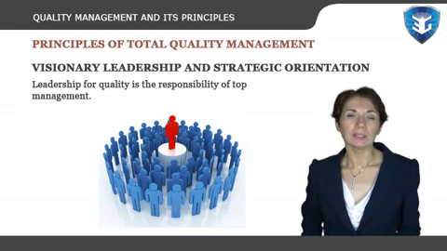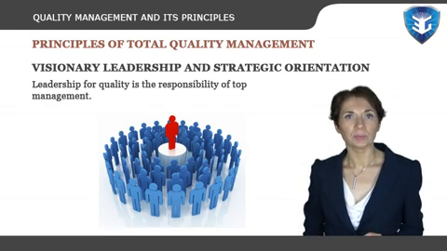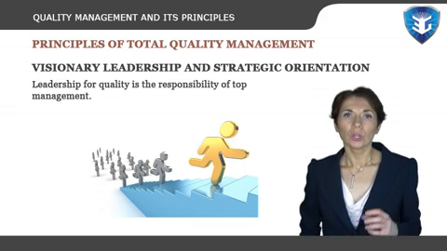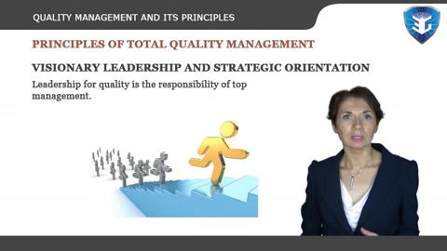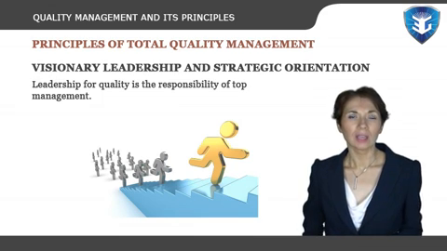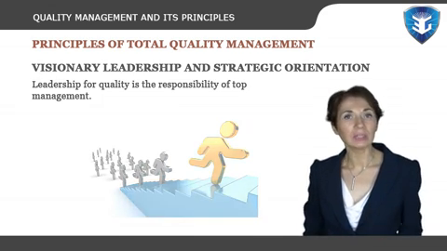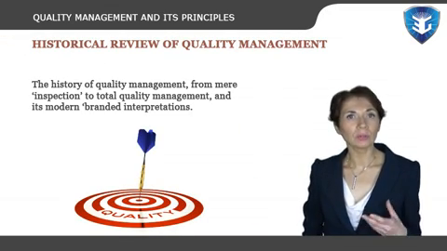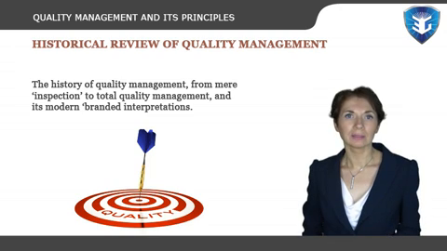Visionary leadership and strategic orientation. Leadership for quality is the responsibility of top management. Senior leadership must set directions, create a customer orientation, clear quality values, and high expectations that address the needs of all stakeholders. Now let's discuss the historical review of quality management.